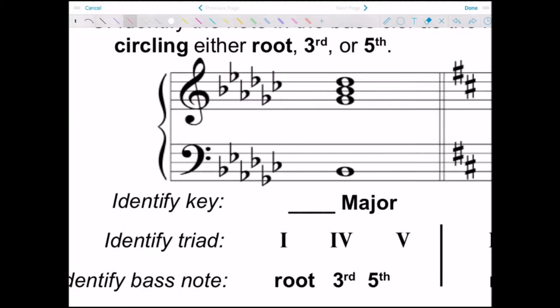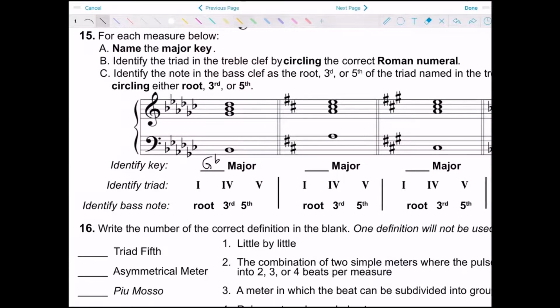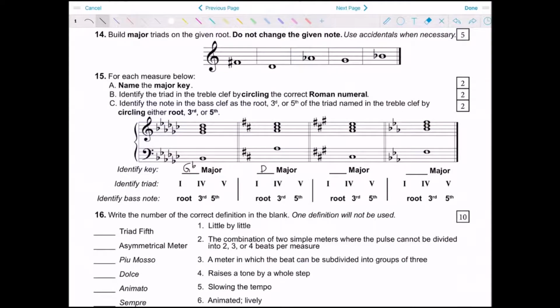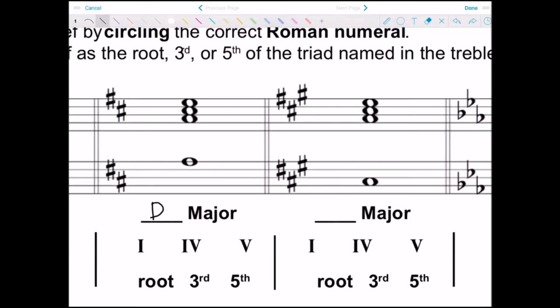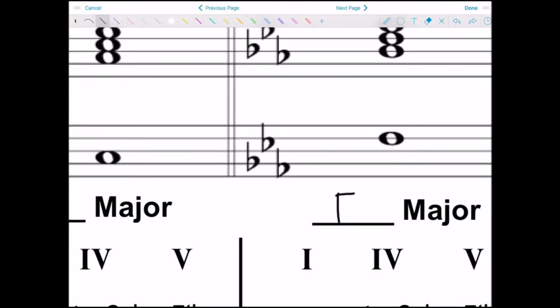So, this should be the key of, I believe, let me think. I'm not going to flip back. I'm going to try to do this in my head. So, G flat. I believe that's correct. I've been doing this for so long, I should know this. This is the key of D major. This is the key of A major. And this one is the key of E flat major.